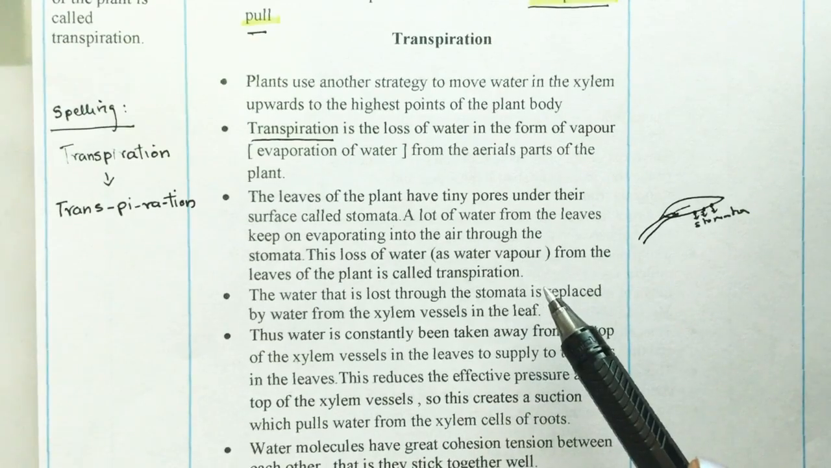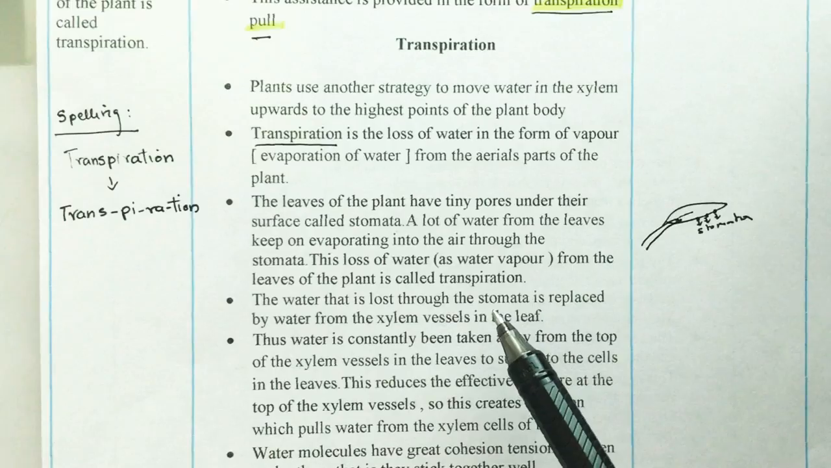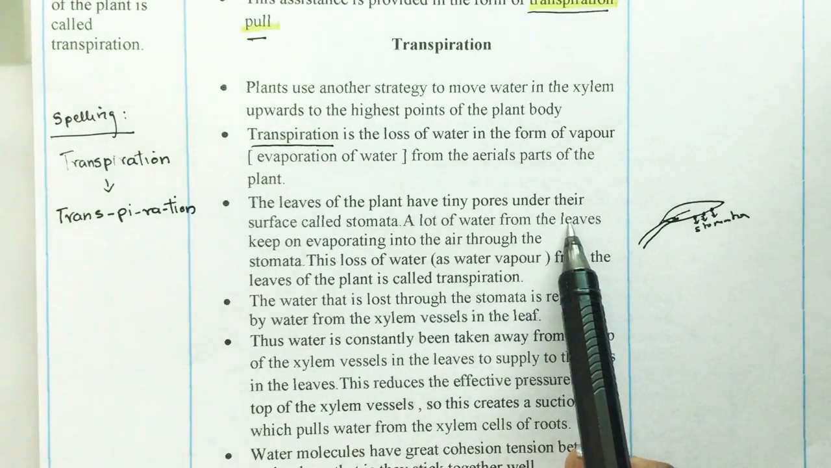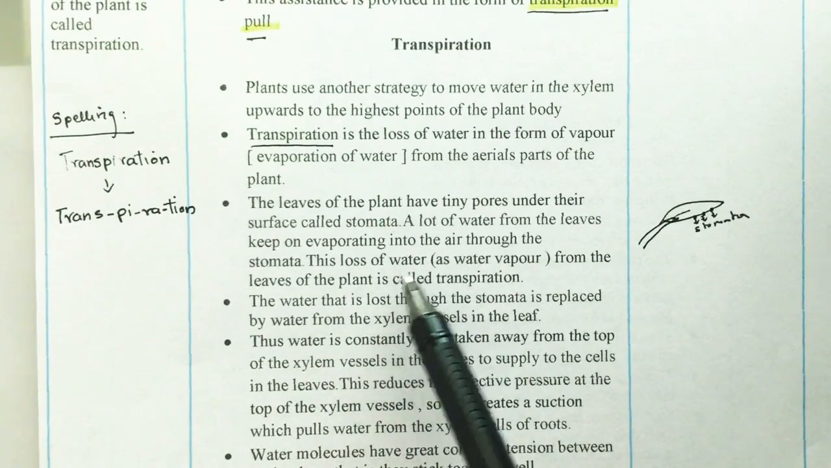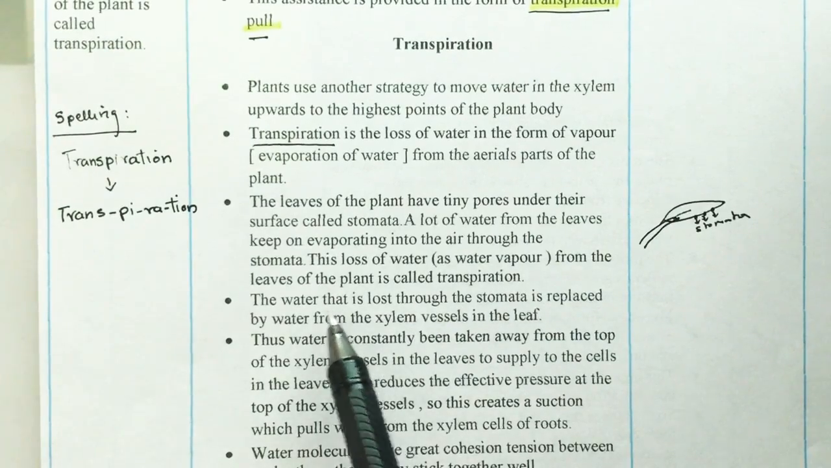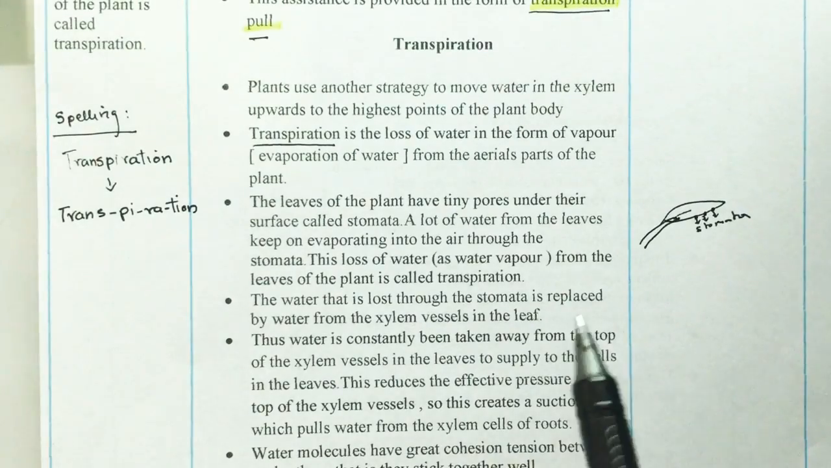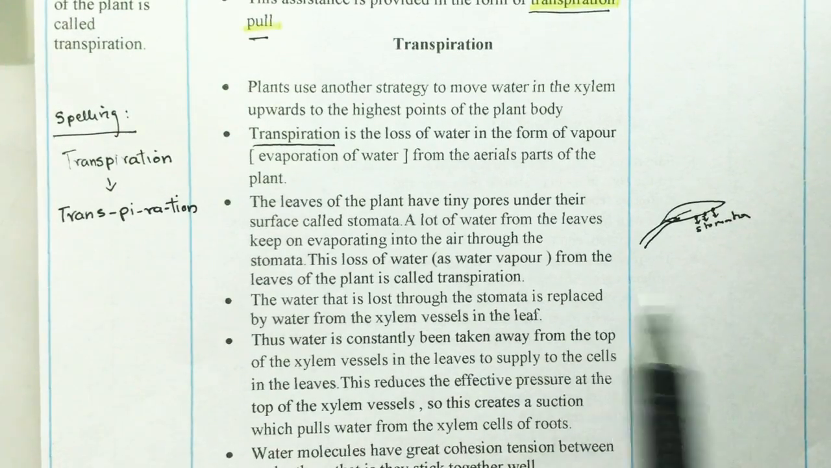Clear? So, what we can see is that there is continuous evaporation of water from the leaves into the air through the stomata, and this loss of water from the leaves of the plants is called transpiration. So, once we have clearly understood this, let us move on to the next part.